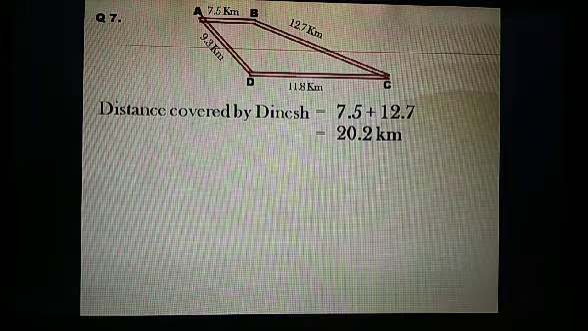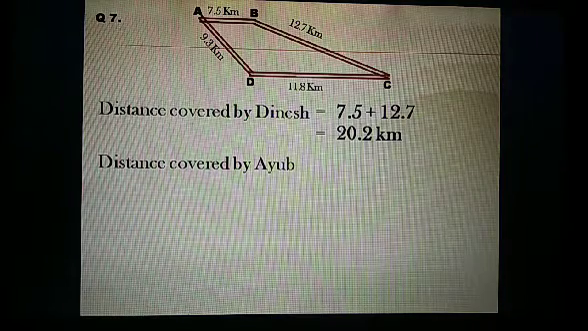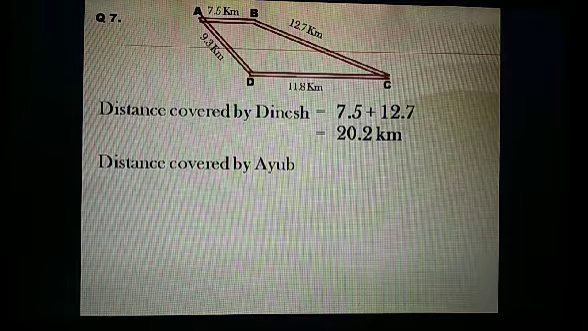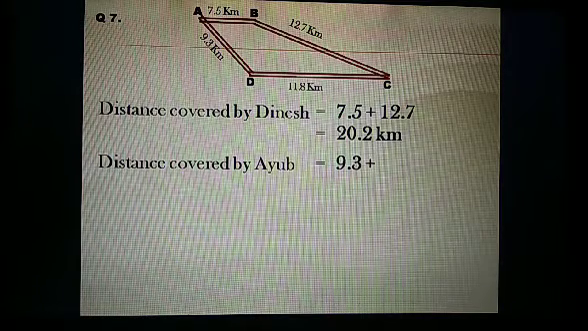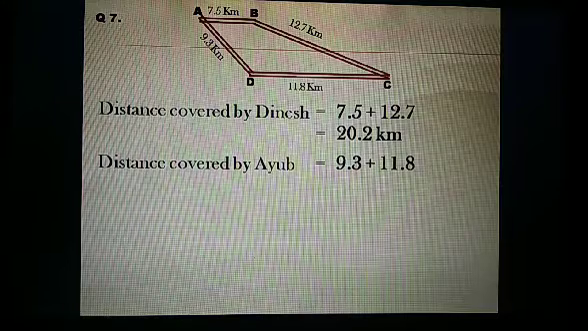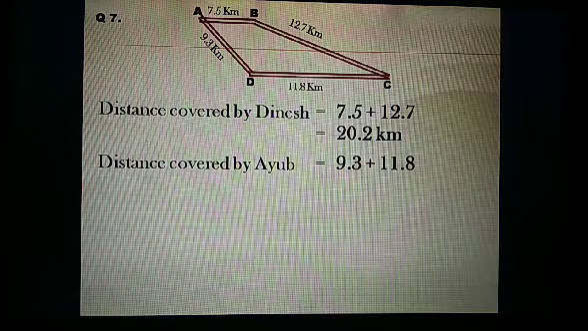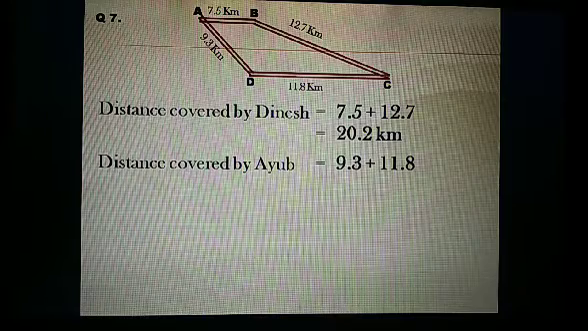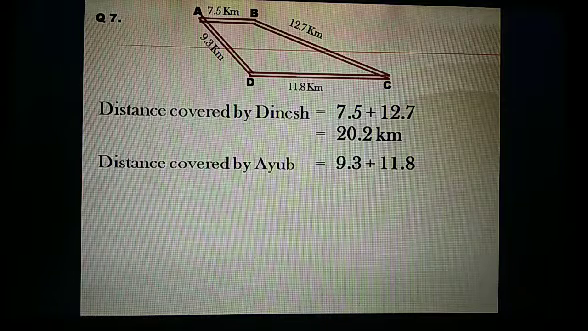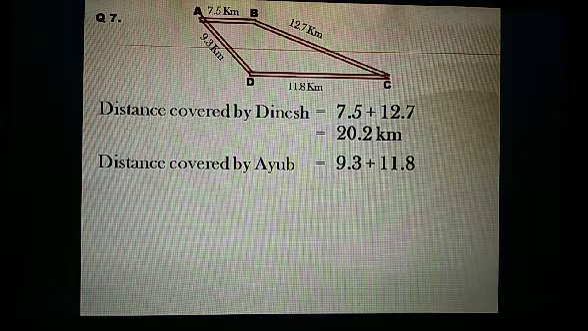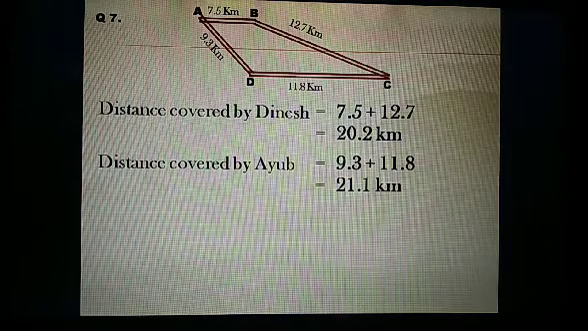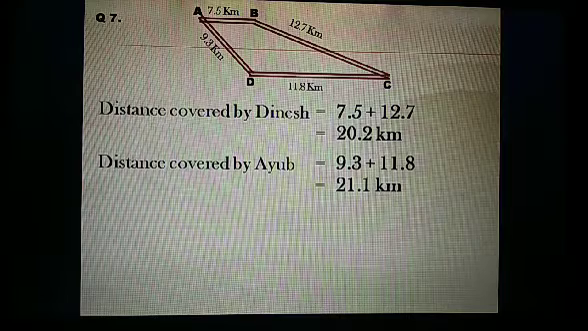Next is the distance covered by Ayub. First he is traveling from A to D, then from D to C. So first you will write 9.3 and then 11.8. Again add the decimal part to the decimal part. If any carry is there, pass it to the whole number part. So here you will get 21.1 kilometers.